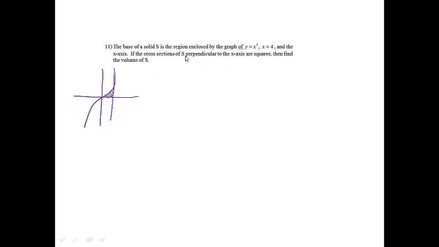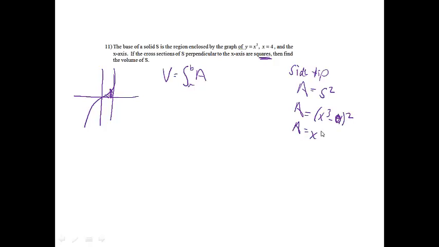And I'm going to be using cross-sections, so I know that the volume using cross-sections is just an integral from a to b, and it will just be the area of those cross-sections. So the first thing that I'm going to do is go ahead and do a little side trip to find the area of my cross-section. The area of my cross-section, since I have squares, will be side squared. And since I'm perpendicular to the x-axis, I'm going up and down, so to get the side, I'll do top minus bottom. So this will be top, which is x cubed, minus the bottom, which is 0, squared, and that will simplify into x to the 6th.